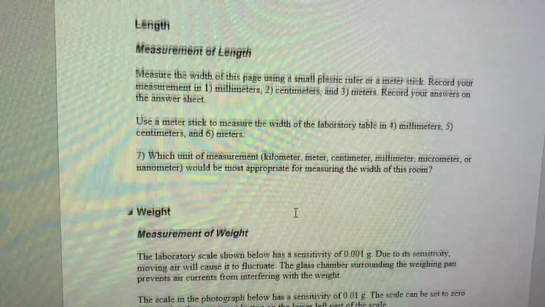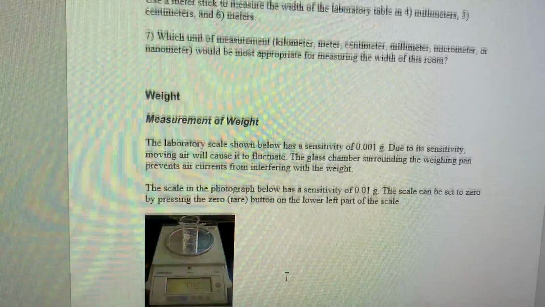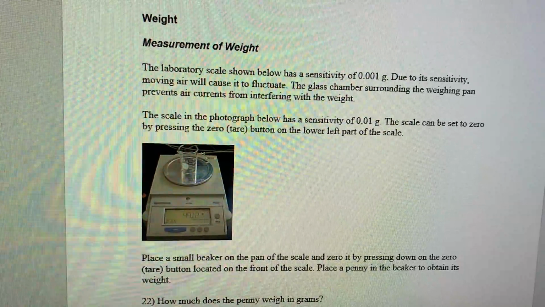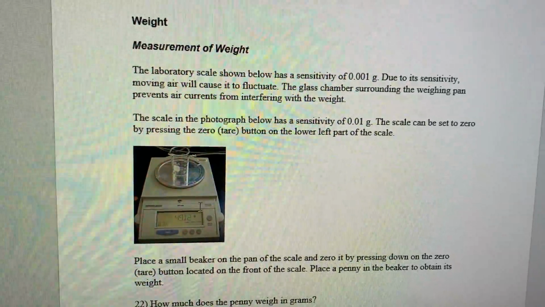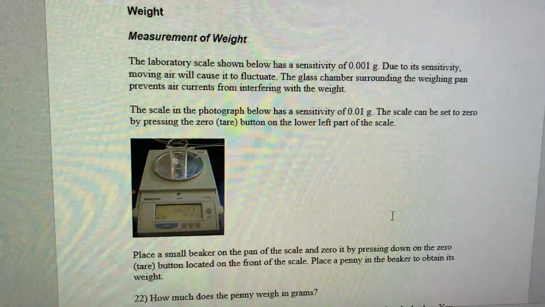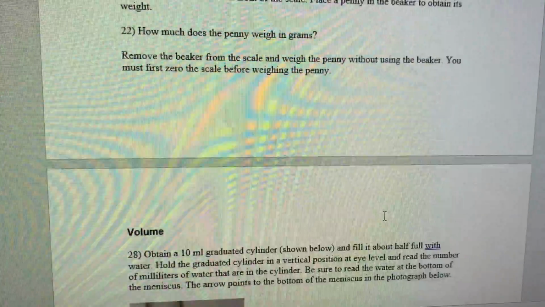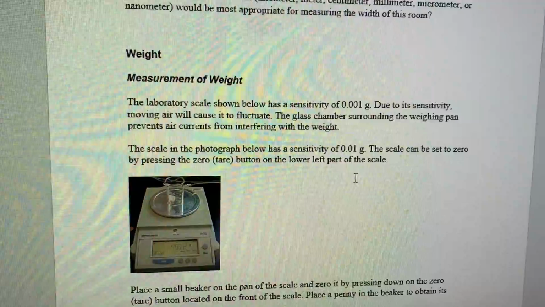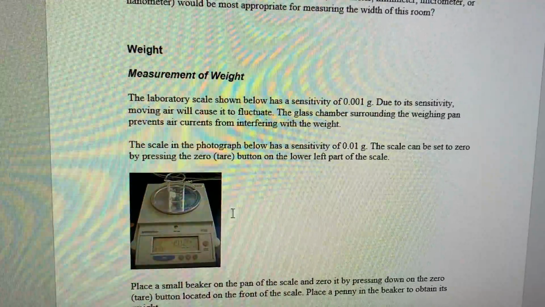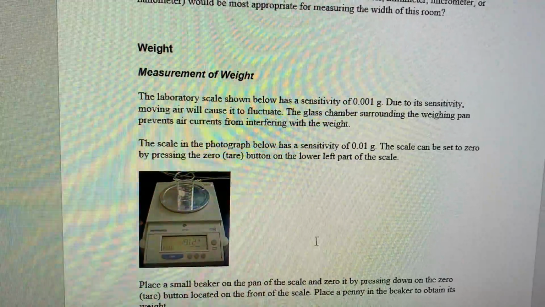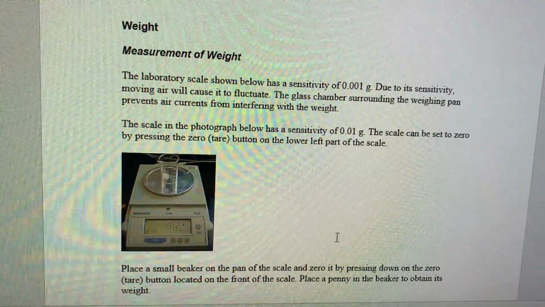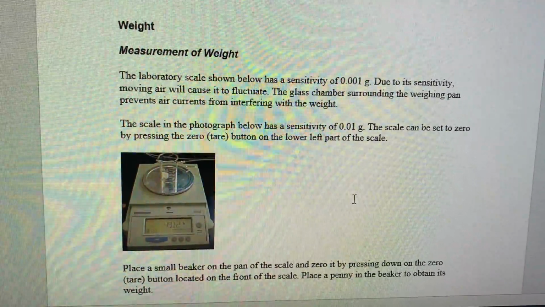Now, for the weight, usually I use an electronic balance, or I use a triple beam balance. It's an old version. I don't have a picture for it, but I will show it to you right now. We will measure different objects using the electronic balance and the triple beam balance, the old version, and see which one is more precise and accurate.